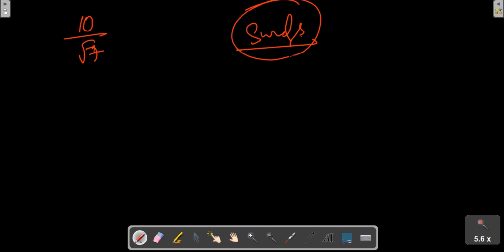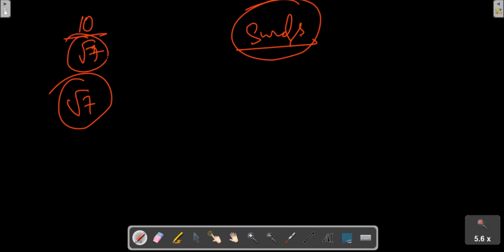We will rationalize the irrational portion if it is on the denominator. Suppose you have a number like 10 by root 7. Now we know that root 7 is a surd. Surd means if there is any root part, then we need to eliminate that. But make sure that if the root part is in the numerator, then we don't have any problem. We rationalize only when the root part is in the denominator.